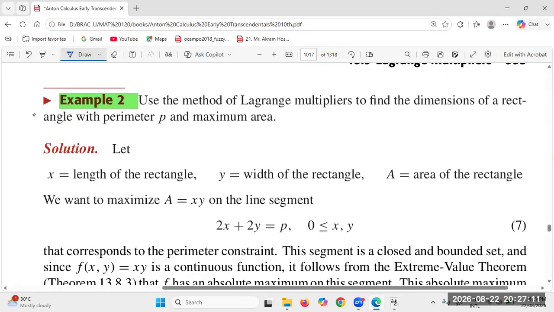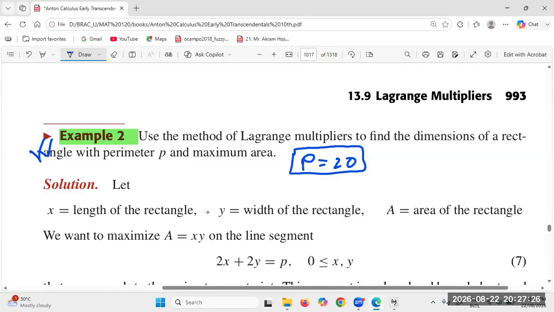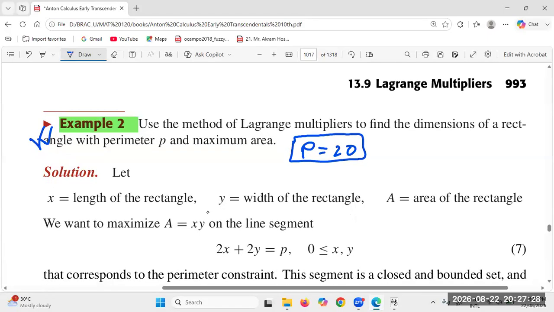So we have calculated this one where our p quantity was 20. So we have solved this question for the particular value of p. You can see this question, which is example number 2, which is very similar to our example number 1. Use the Lagrange multiplier method to find the dimensions of a rectangle with perimeter p and maximum area.